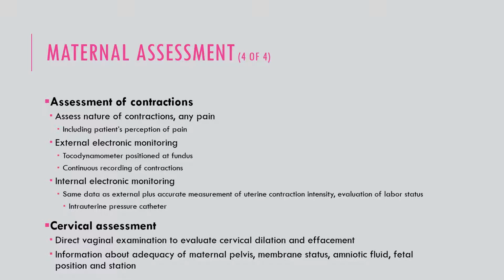We typically assess contractions with an external monitor, and it's called a tocodynamometer. A lot of the time we just call it a toco, and it's positioned right on top of the fundus of the uterus. So again, you've got to do a little abdominal assessment, be able to feel where the fundus is, so you can place the toco in the correct position. And the toco just measures pressure from an external perspective.